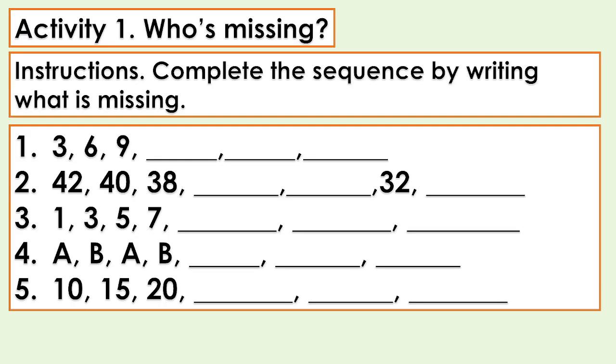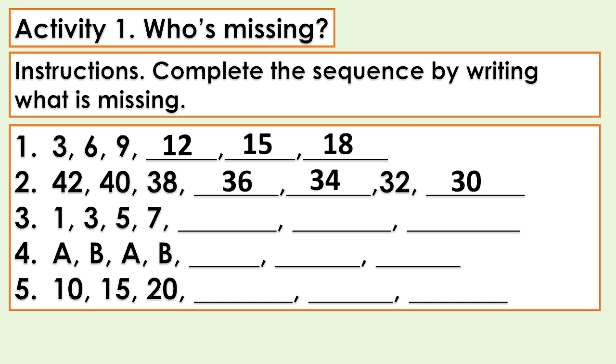Activity number 1. Who's missing? Instructions: Complete the sequence by writing what is missing. Number 1. 3, 6, 9. We have here 12, 15, and 18. Number 2. 42, 40, 38. We have here 36, 34, and 30.